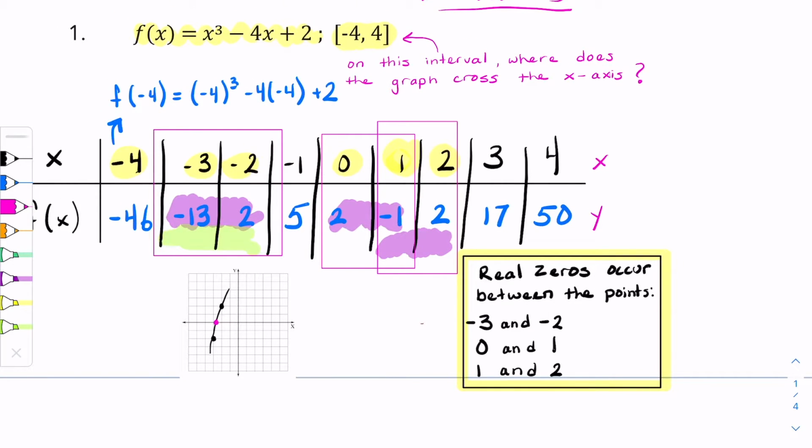Okay, just a quick reminder, these are all of your x values, or they are consecutive integers.